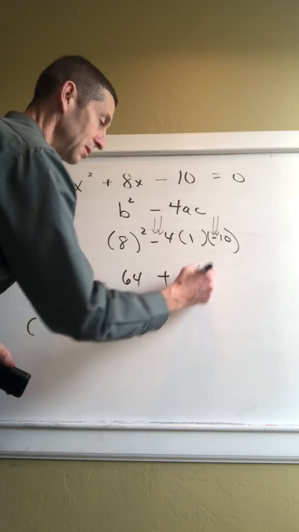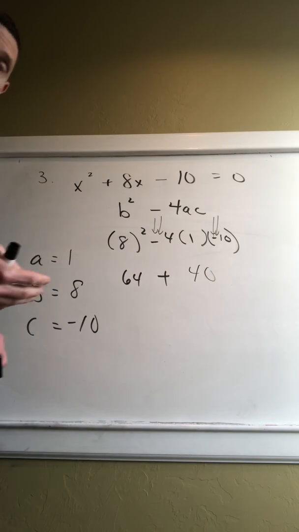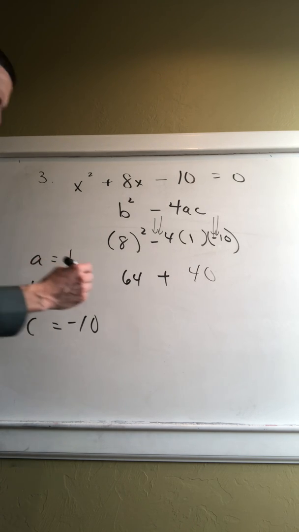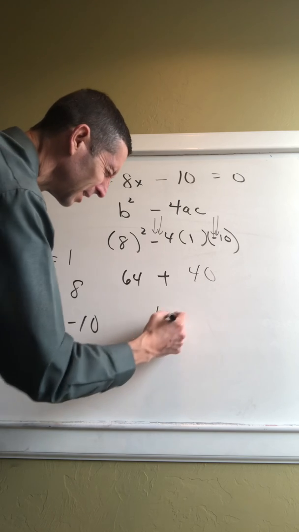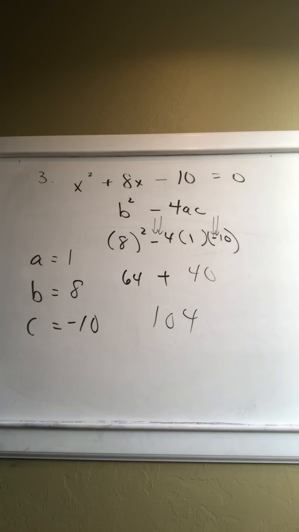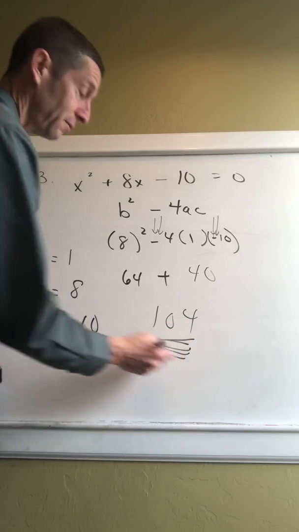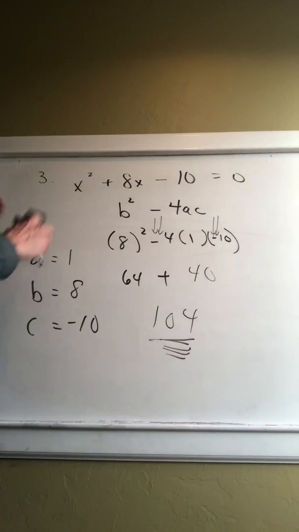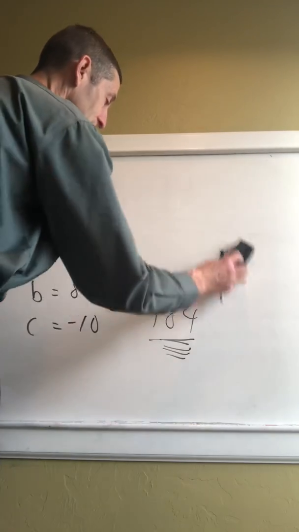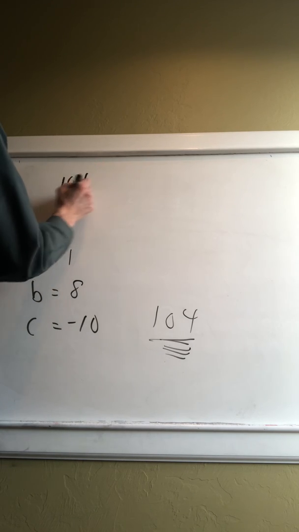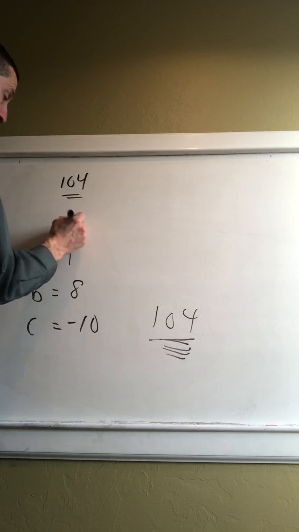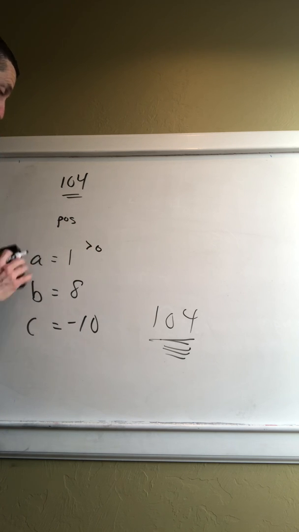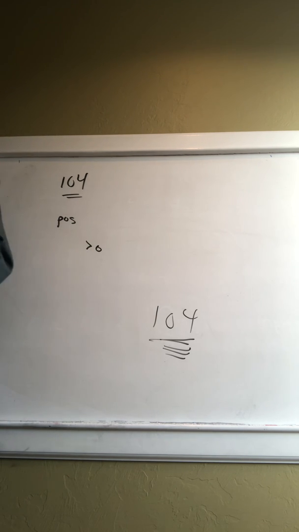So this becomes 40. So when you're finding your first answer, when you're finding the discriminant, you got 64 plus 40. What do we got here? 104. Okay, first answer in the books, it's 104. Second answer, like, hey, what does that mean? What does it tell me about my solution types? Like, well, let me look at my chart. If my answer is 104, it's positive. It's greater than 0. What does that tell me if it's greater than 0?